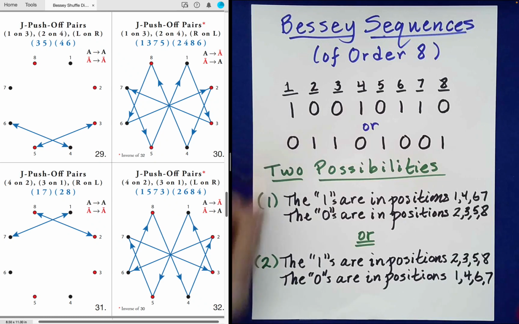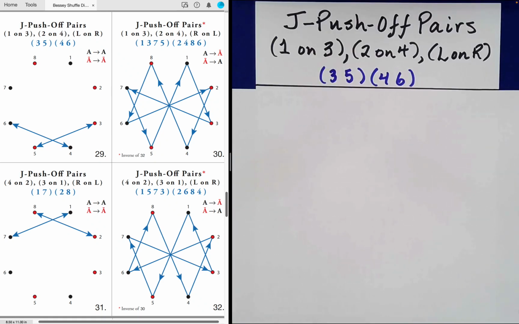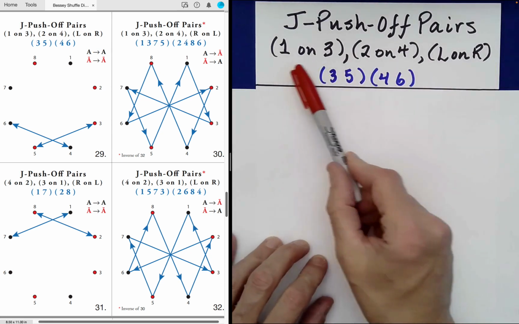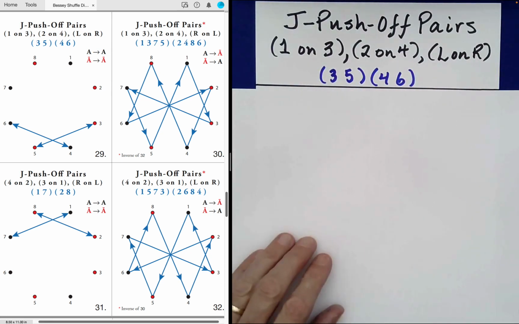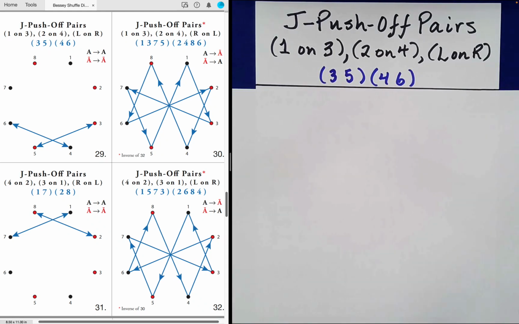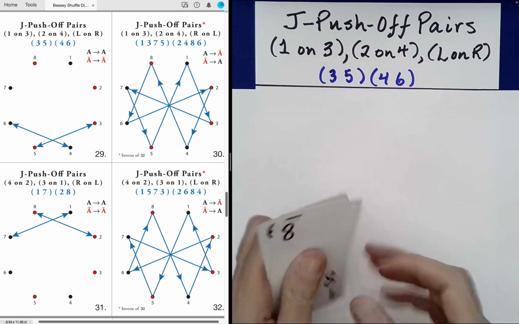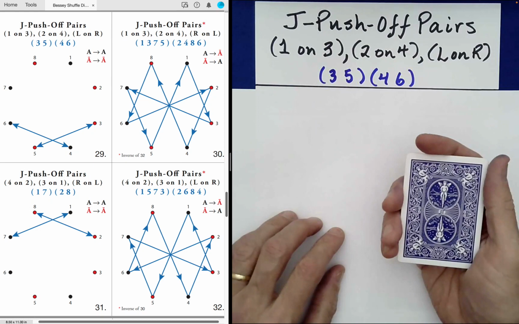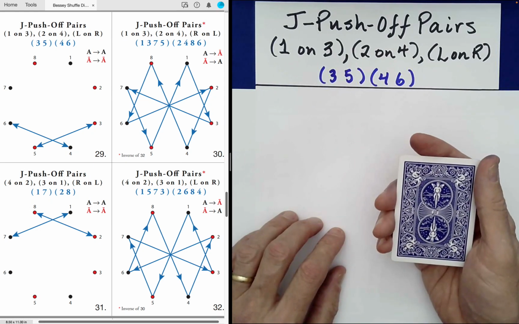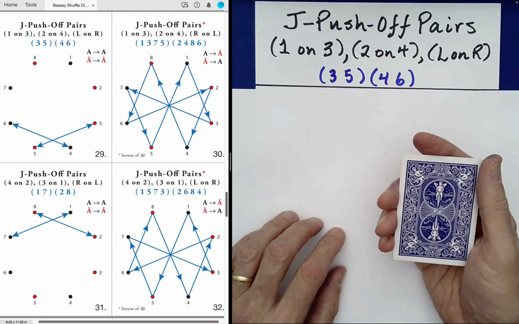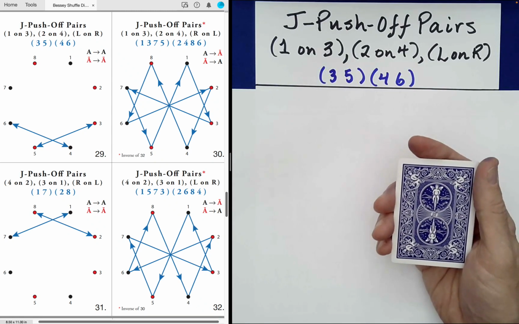The first new shuffle for today is called a judicious push-off of pairs, with stacking as indicated here. So let's go ahead and demonstrate this shuffle while simultaneously deriving its permutation. So we begin with an ordered packet 1 through 8 and perform our shuffle. Okay, so if you watched the previous video in this series, you've already been introduced to push-off pairs as a way to mix a packet of cards.